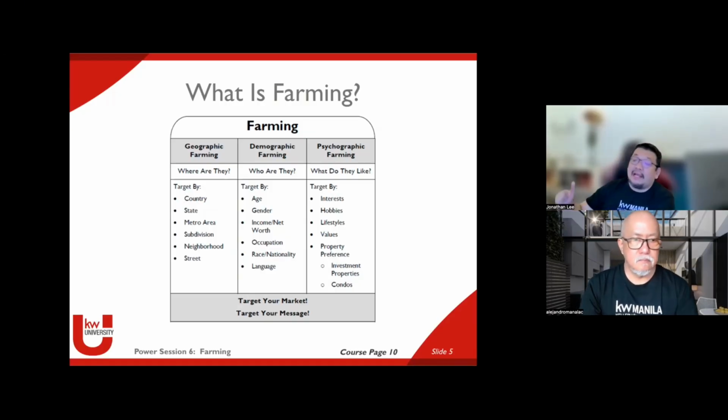Because when you understand the group of people, you begin to think about how to communicate to the farm, right? You need to understand what that would be. Yeah, of course, everyone employed, OFW. So there you go. You need to think about who they are and what they like.